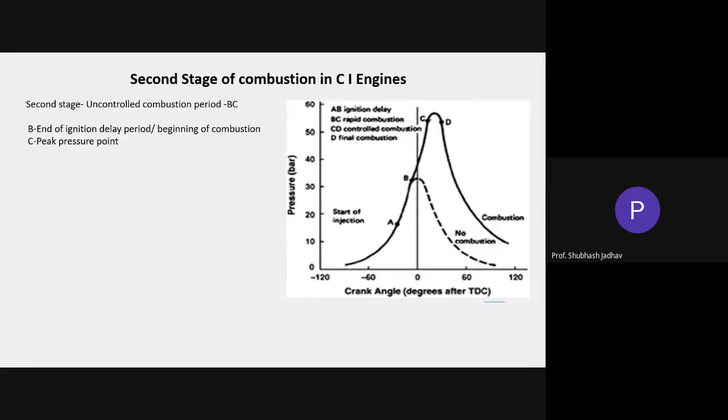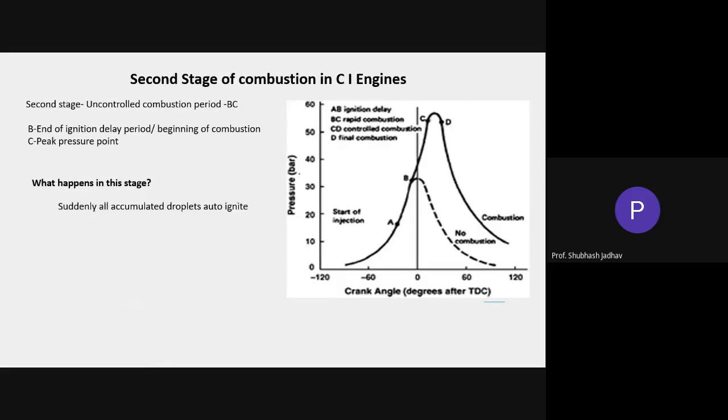As the name indicates, there is no control over the rate at which the combustion is going to happen in this particular stage of combustion. And that is why it is called rapid combustion. Now why is it uncontrolled? Let us see what happens in this stage.